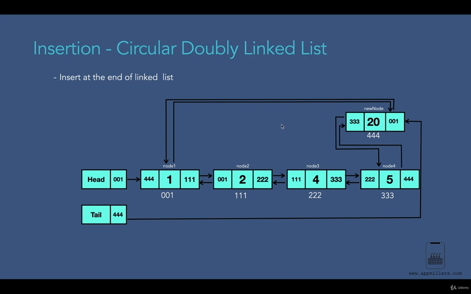So here the steps are the same as with a doubly linked list, but in this case we are doing extra steps, which are updating the next reference of this newly created node and the previous reference of node 1 over here, which is the first node in our case.